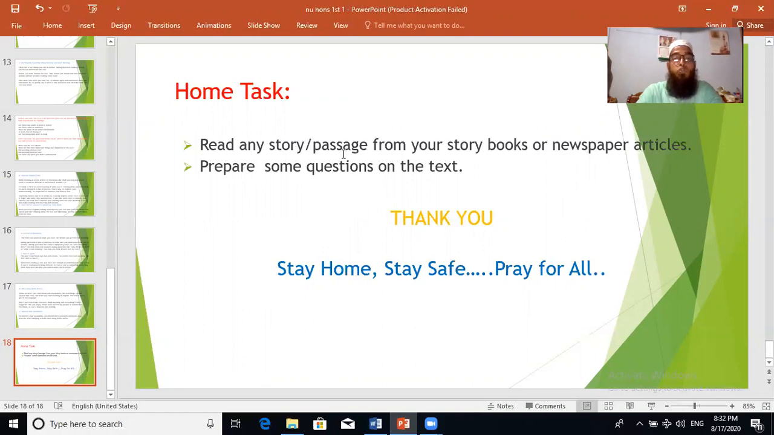So as a home task, you should do some work at home. After attending my class, you must do some work as I suggest. After this class, you must read any story or passage from your storybooks or newspaper articles and prepare some questions on the text. After reading a passage, or after reading two or three passages of an article, try to make some questions yourselves on the text. If you can make some questions on the text, it means that you have understood some of the ideas or information available in the text, so that's why you can make questions. So making questions is a technique to improve your reading skills also.